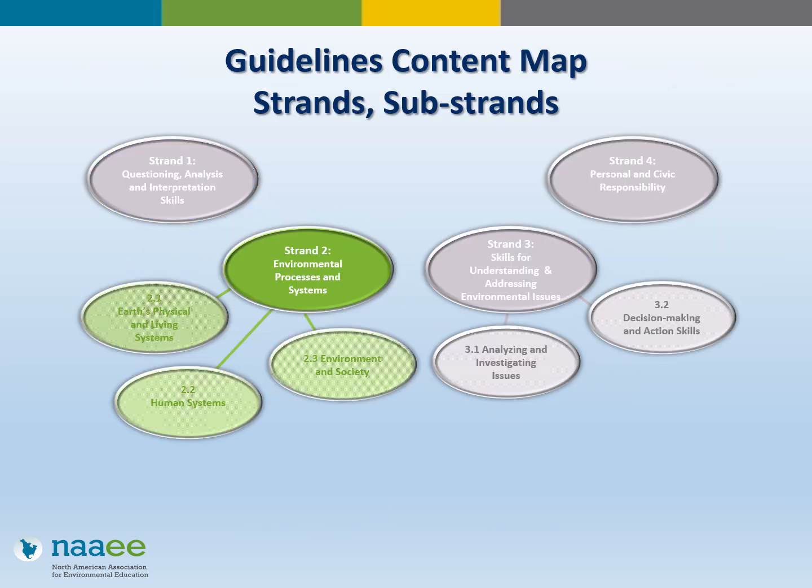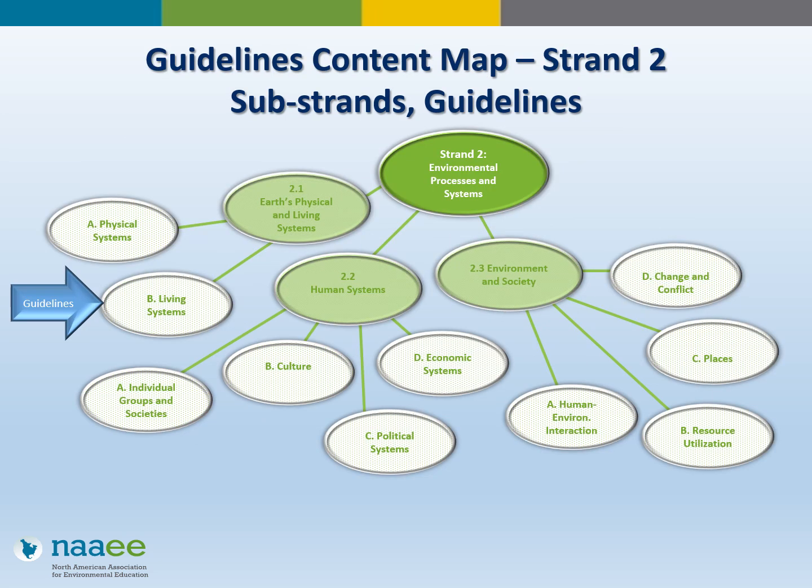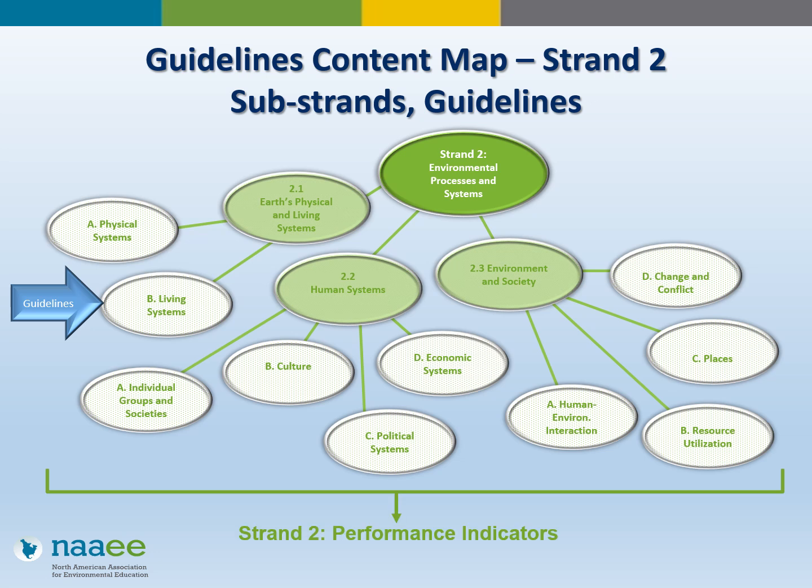As we began to examine Strand 2 more closely, we saw that there were 3 substrands within this strand: Earth's physical and living systems, human systems, and environment and society. Going further, we can see how these substrands are broken down into a variety of guidelines which articulate the knowledge and skills necessary for environmental literacy. There are 2 sets of guidelines for substrand 2.1, 4 for 2.2, and 4 for 2.3. And as with the first strand, we see the performance indicators are available that provide parents, teachers, and administrators examples of what students are able to do.